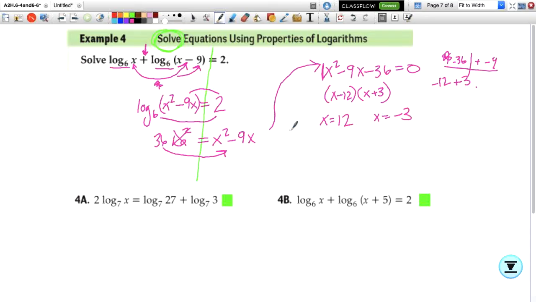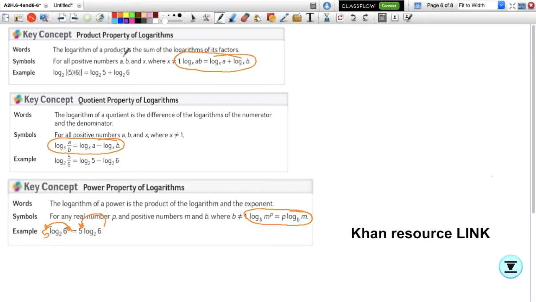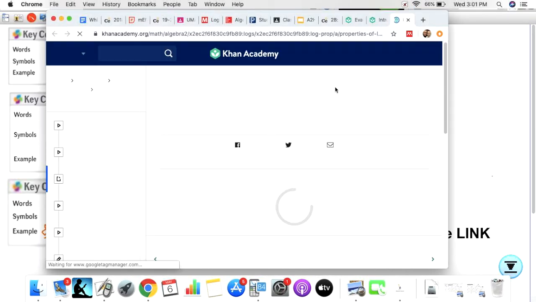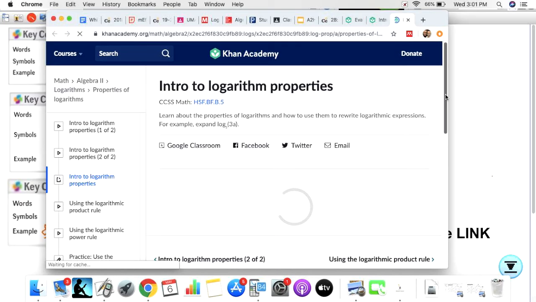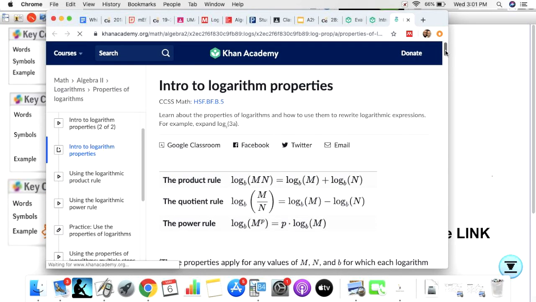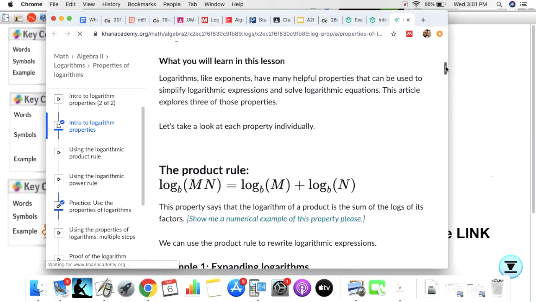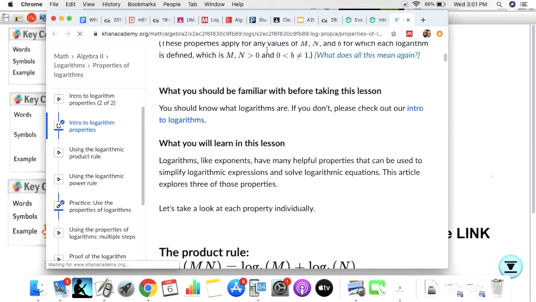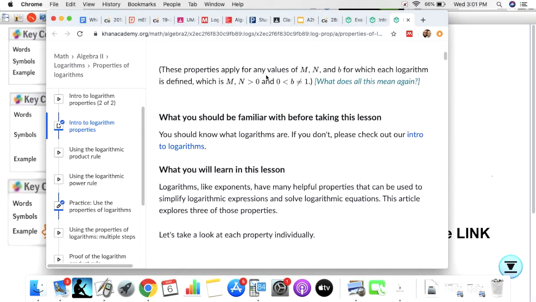Now, just like before, I have to take these answers, plug them in, and make sure that things work, because there are some issues that I could have. If you remember, and if we go back into this Khan Academy practice, it tells us something about our m and our n. It said that our m and n values must both be greater than 0. So they have to be positive right here. M and n must be positive.